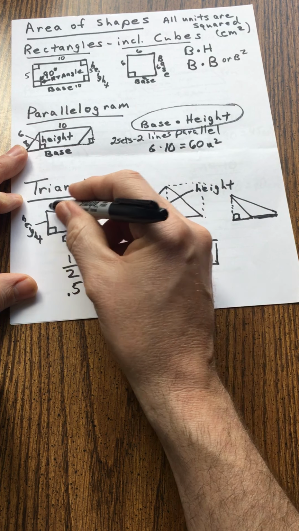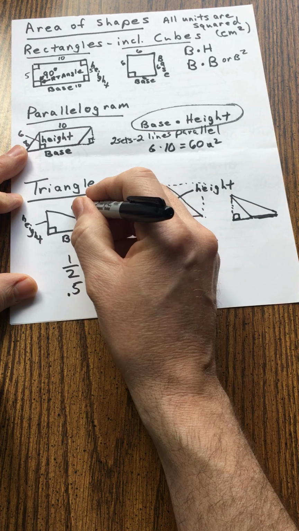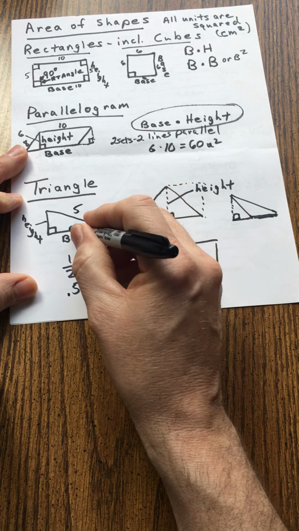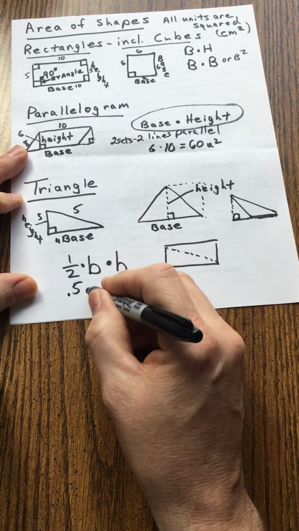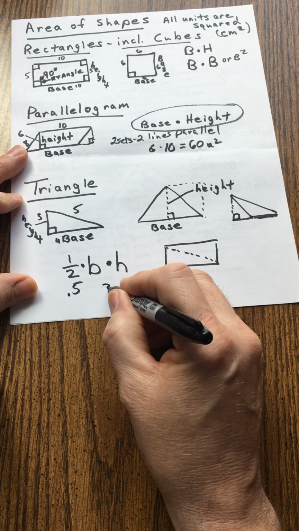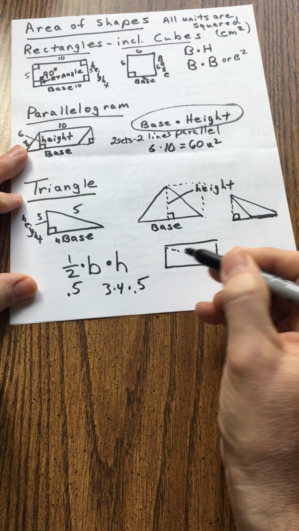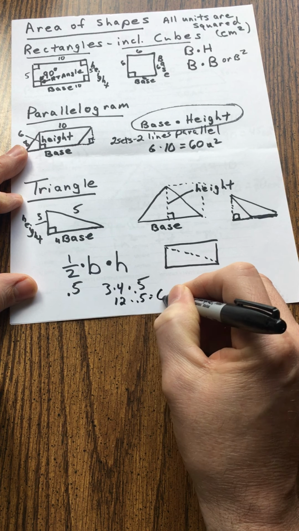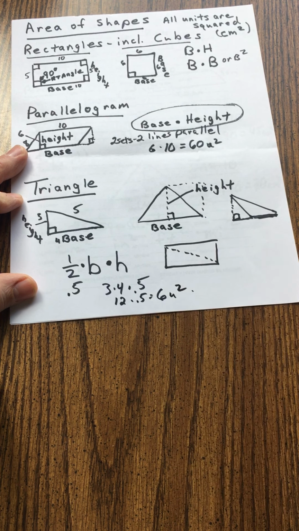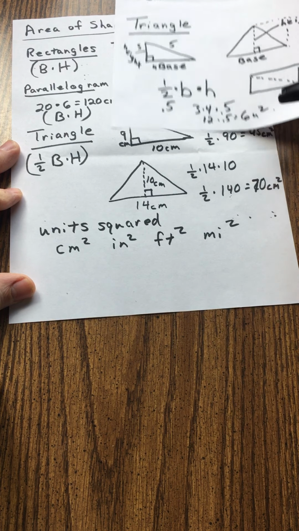If we had this nice right triangle right here, and I'm going to do 5, and this one's going to be 4, and this one's going to be 3. In this case, for this triangle, that would be 3 times 4 times that 0.5, or 1/2 of it. Here I have 12 times 0.5, that's 6 units squared. Again, make sure you're keeping your units nice and square.